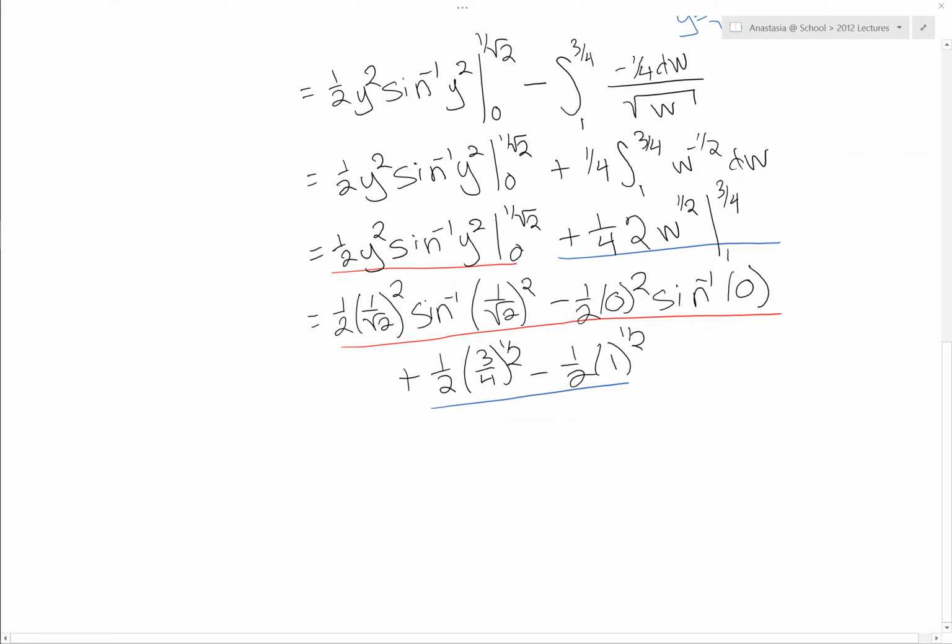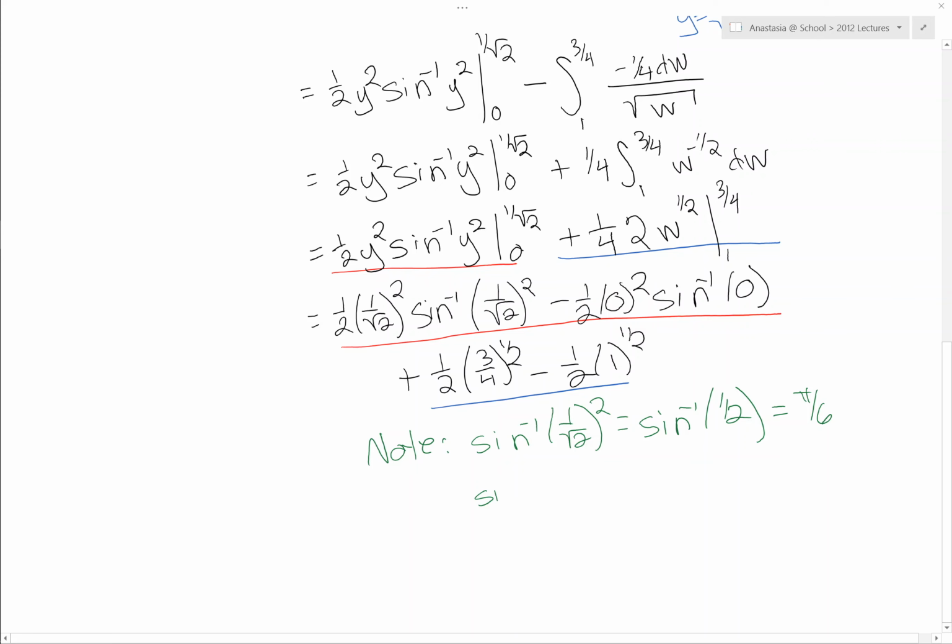So, a couple of things to note here when we are simplifying. The arcsine of 1 over the square root of 2 squared is going to be the arcsine of 1/2. So this is the same thing as saying what angle gives us a sine value of 1/2. And that is going to be pi over 6.